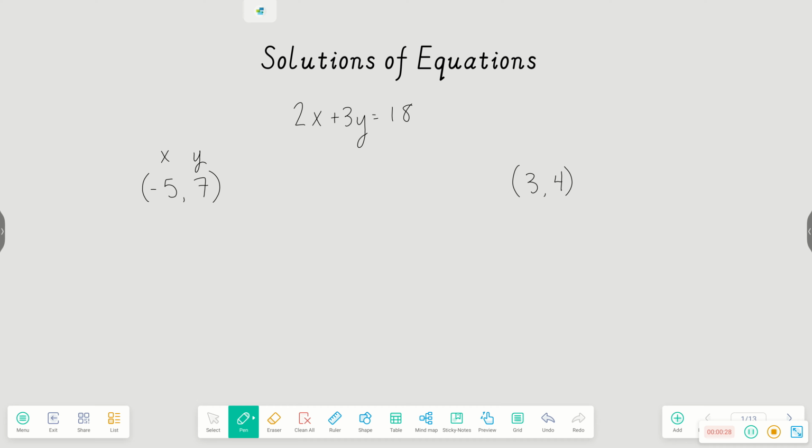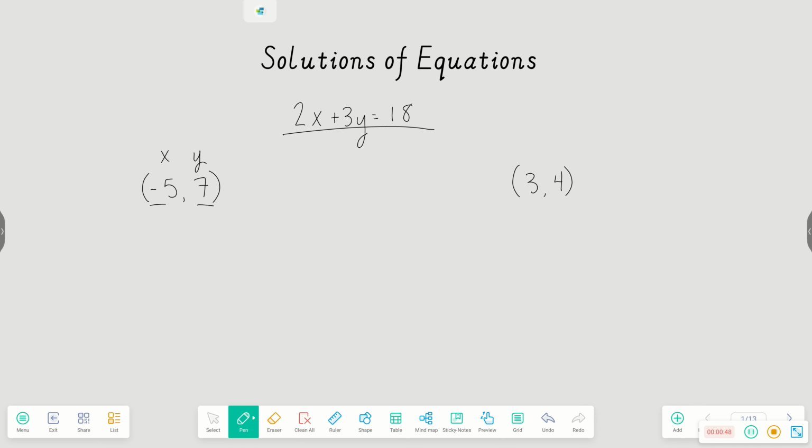So I'm going to substitute -5 for all of the x values in this equation. And I'm going to substitute 7 for all of the y values in this equation. And then I'm going to see if this statement's still true. If it's true, then it's a solution to the equation. If it's not, we would say it's not a solution. So this is what that looks like.